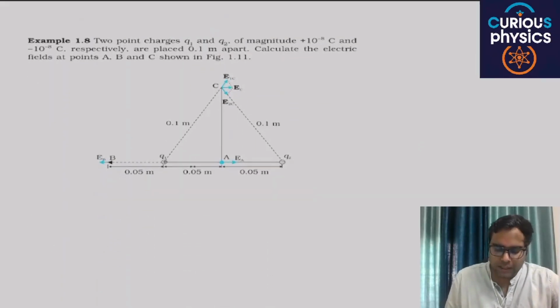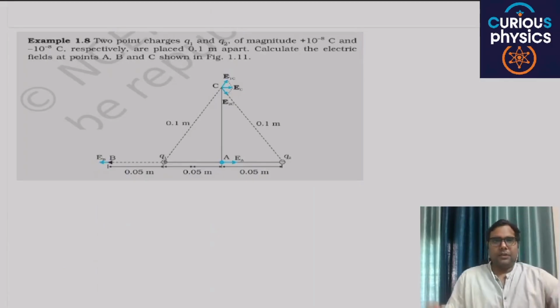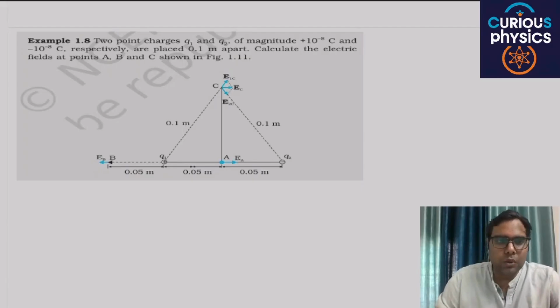But next is another one. Two point charges Q1 and Q2 of magnitude this and this respectively are placed at a distance apart. Calculate the electric field at points A, B and C. Electric field is a vector quantity, so you have to understand here that you have to write the magnitude but with direction.